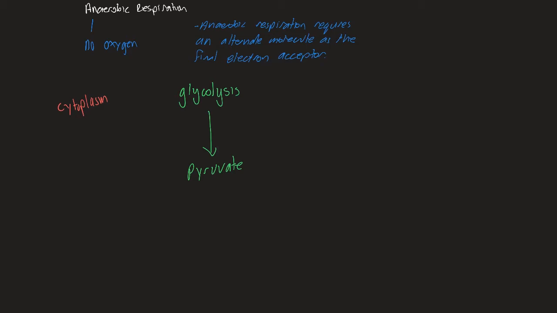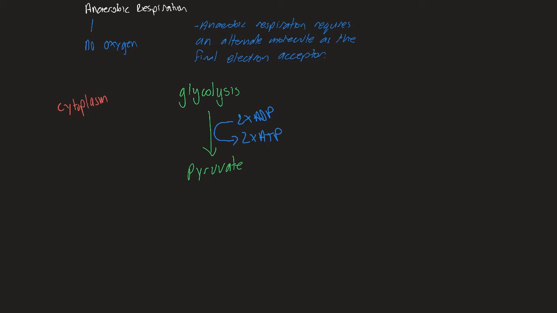All right, so now the process of glycolysis only produces a much smaller amount of ATP. In fact, the process of glycolysis only produces 2 ATP. So we've got 2 ADP going into glycolysis, and we produce 2 ATP.